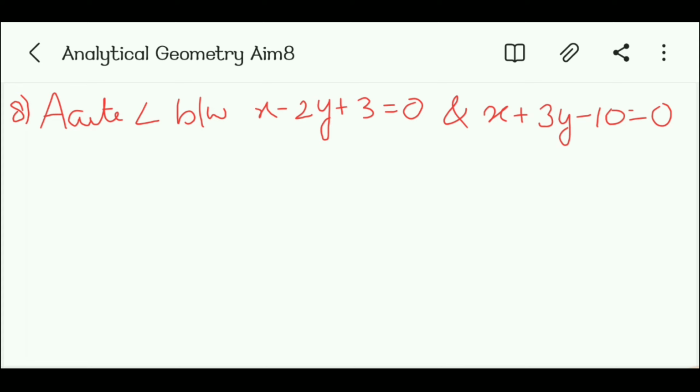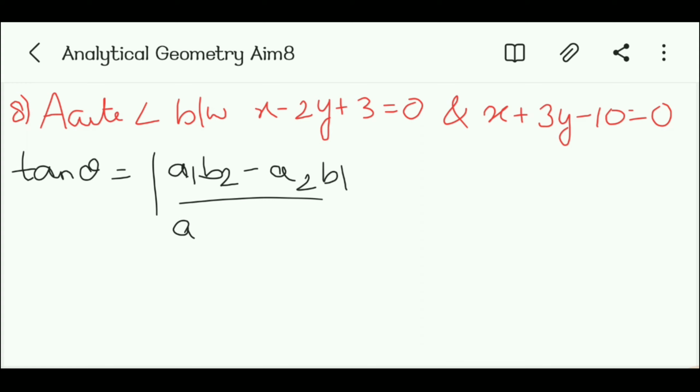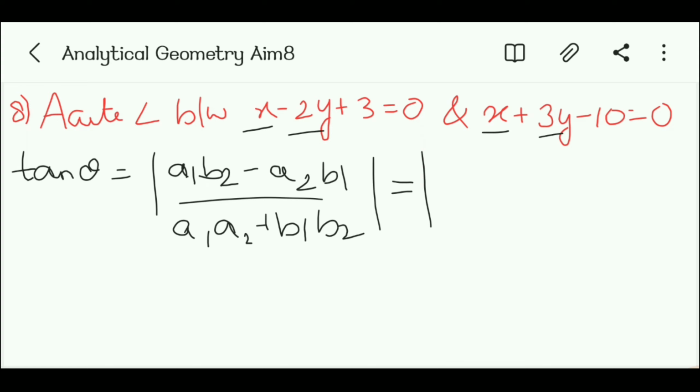For finding an acute angle between any two lines, we need a formula, that is the tan theta formula. So tan theta is equal to a1 b2 minus a2 b1 divided by a1 a2 plus b1 b2, in modulus. So remember, it should be in modulus itself. Now I will tell you what are a1, a2, b1, b2, c1, c2. So this is clear to you all, right?